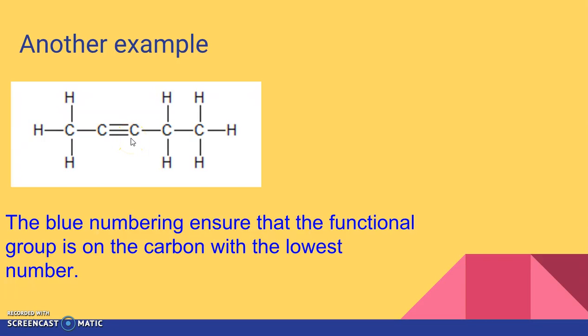In order to find out exactly where it is, the first important step is that I number these carbons. So if I number it this way, I will see that my functional group, my triple bond, is situated on my second carbon. And the name for this compound will be but-2-yne.